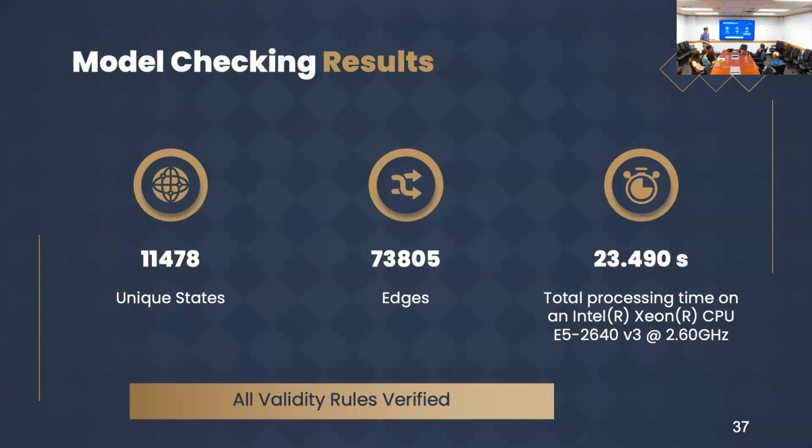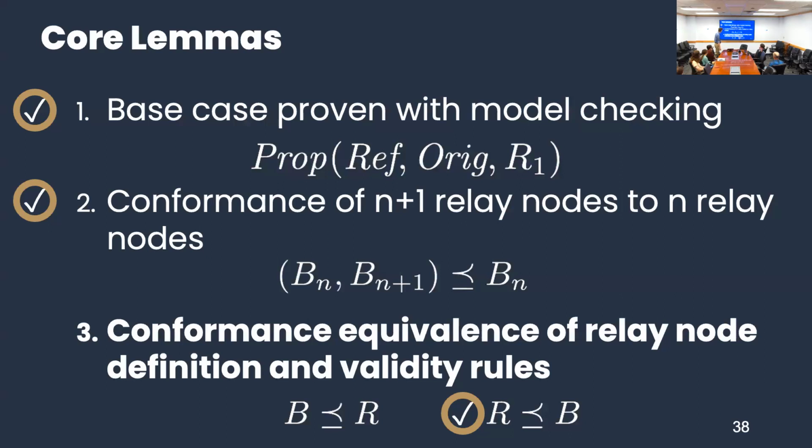It took just under 23.5 seconds on my machine. And we proved that the validity rules for size 2 were never violated in our Mealy machine model. So that proves this right-hand side. And now we've got to do this left-hand side for conformance.